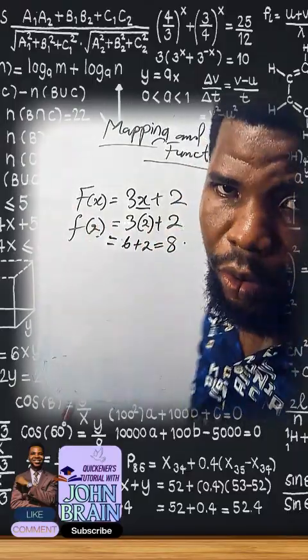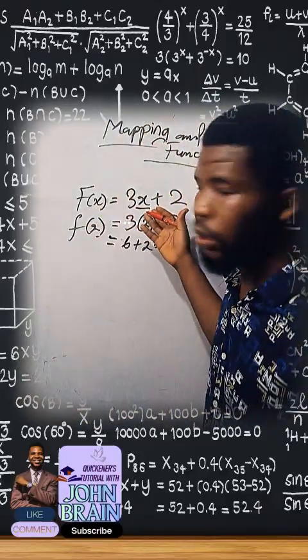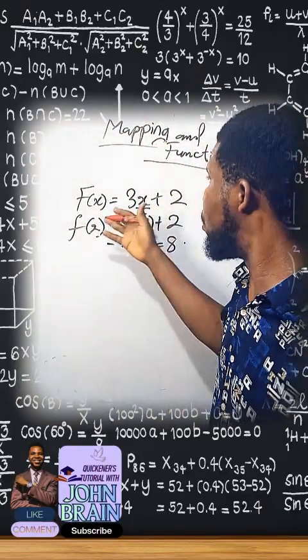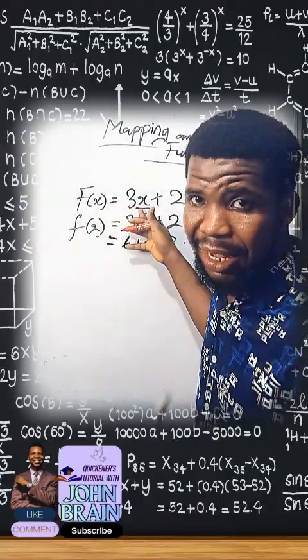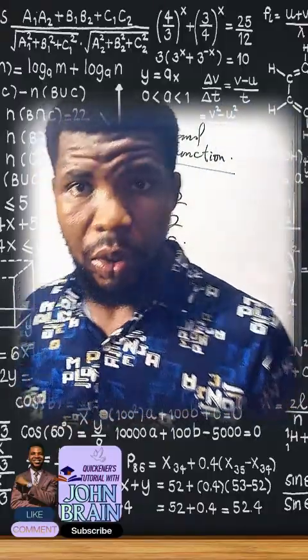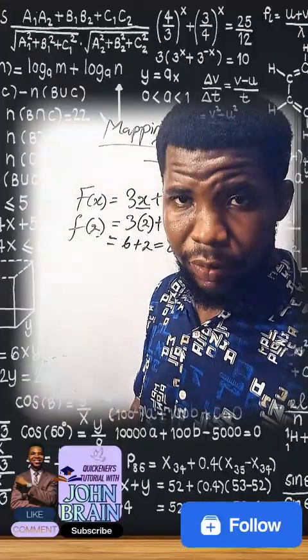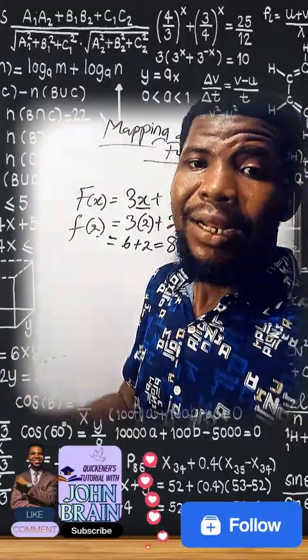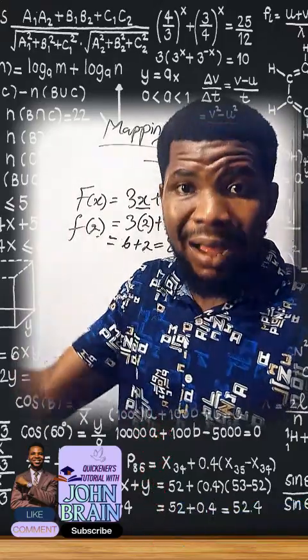This is a function. So what did you see? It's a rule. Alright? It means that any number you have there, you must multiply by 3 and add with 2. It's a rule. So function is like a rule. Alright? So what is mapping? Mapping is a set of rules. It's a rule that allows a set to produce another set of numbers.